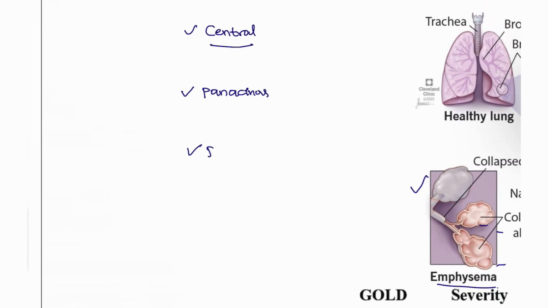Third one is the preseptal, and last, irregular. These are the 4 types. Let's see the differentiation between each of these. So the central one is the most common overall.